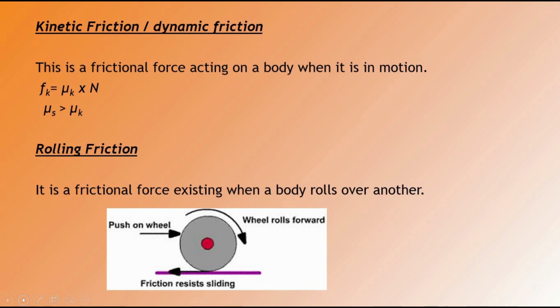And the last part is rolling friction. It is a frictional force existing when a body rolls over another. Now, this is a sphere which is rotating on a surface which has friction. This is a push that you're applying on the wheel, and the wheel rolls forward, and what helps this rolling is this friction. It helps rolling but resists any kind of sliding between the sphere and the surface.